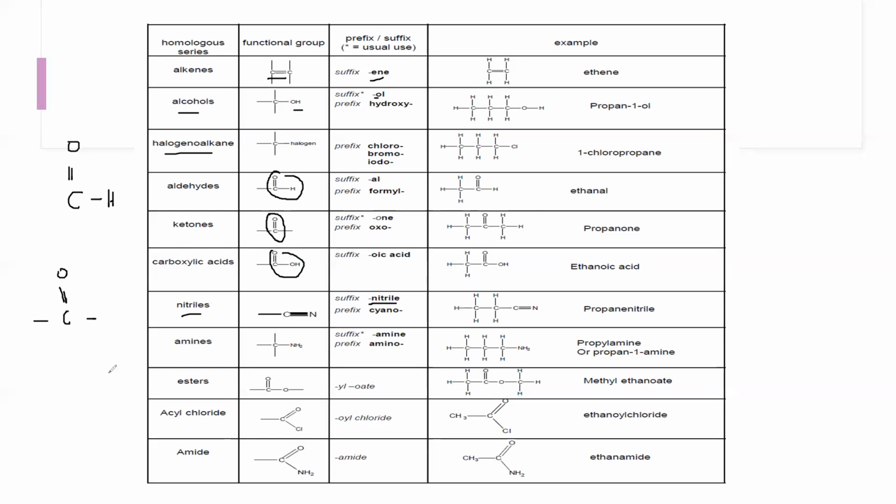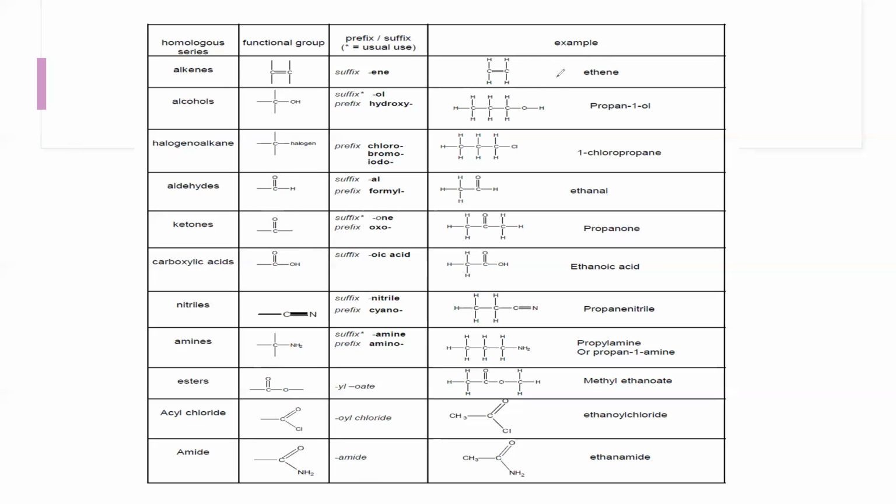Amines: what is the meaning of amine? Amine means NH2. When an NH2 group is there, we call it an amine. If it is a suffix, amine is there, and if it is a prefix, I will mention the names as well, how you got the name. Ester: ester means C double bonded with O and O. The name should end in oate. Acyl chloride: when C double bonded with O and Cl is there, that's called acyl chloride. And amide: when C double bonded with O is bonded with NH2, it's called amide, and the name should also be amide.